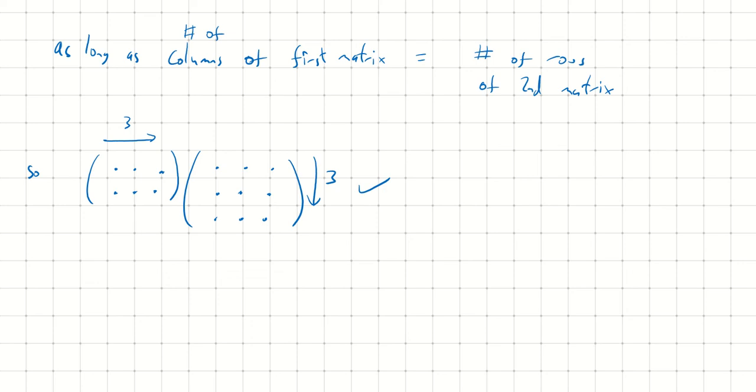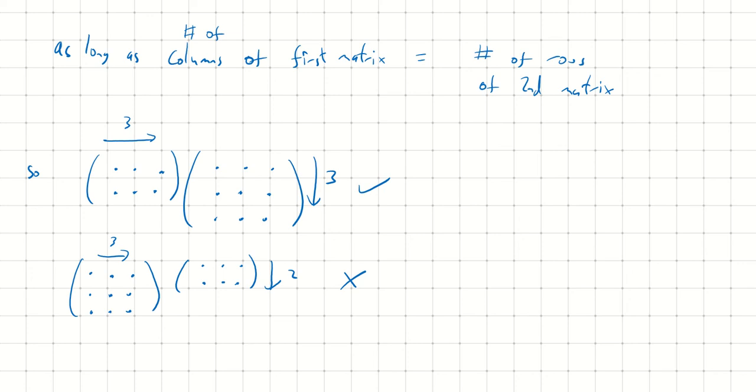So this works. If, however, I tried to do something like, let's say, here's a 3 by 3 matrix, and I tried to multiply that by a 2 by 3 matrix, now the number of columns of the first matrix is 3, but the number of rows of the second matrix is only 2. So we cannot do this multiplication because these two matrices, this doesn't work.